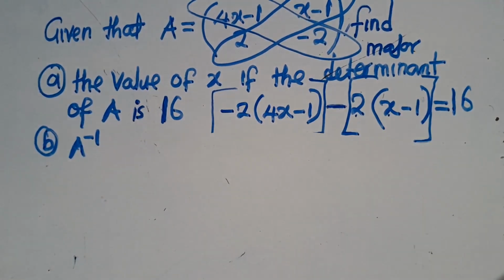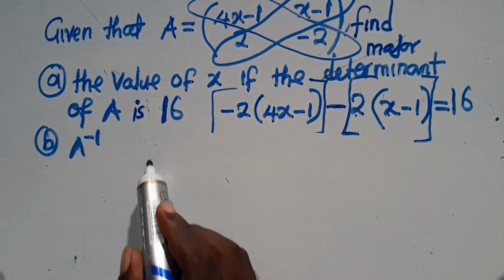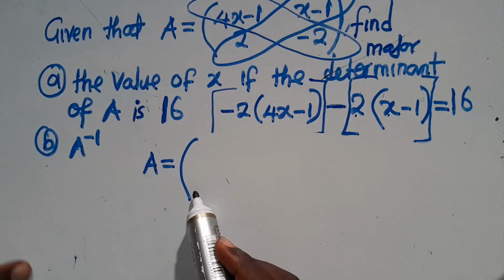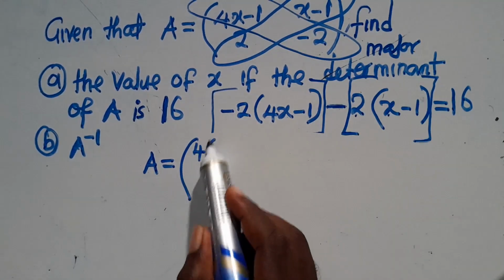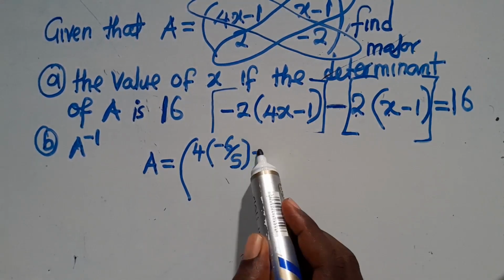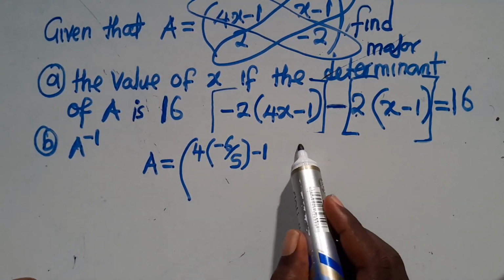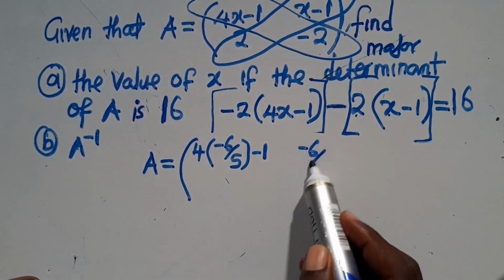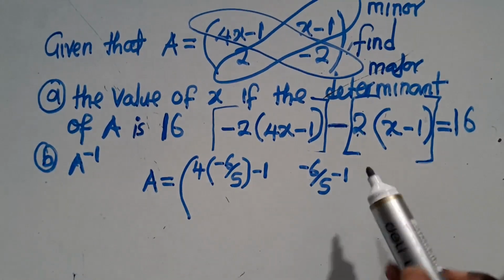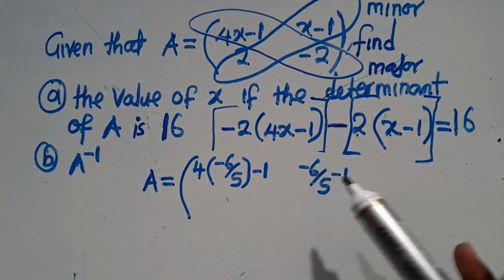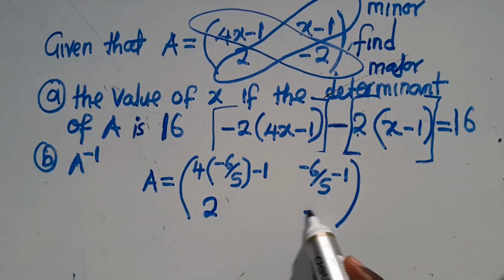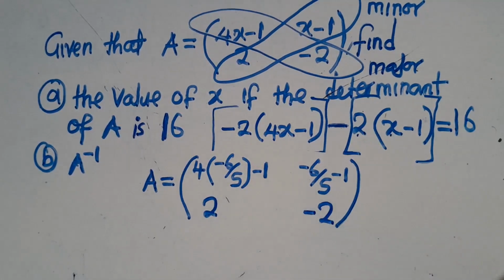So the other part is telling us to find what? First, let us write the matrix A. A is equal to what? So I've got 4 there. Then x, I know. X is negative 6 over 5. I do this minus 1. This is what is there. There I've got x, which is negative 6 over 5, then minus 1. So I'm just substituting there. Where there is x, I'm putting negative 6 over 5. I cross here. Here I've got 2. There I've got negative 2. This is what I'm going to do.